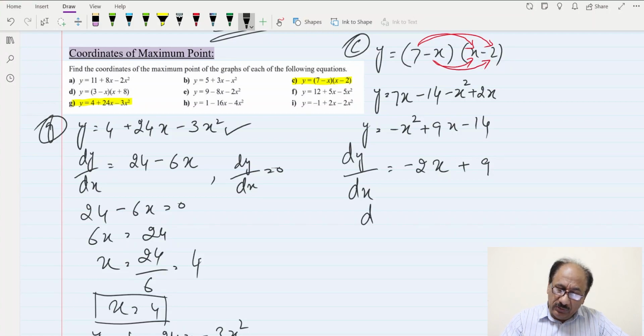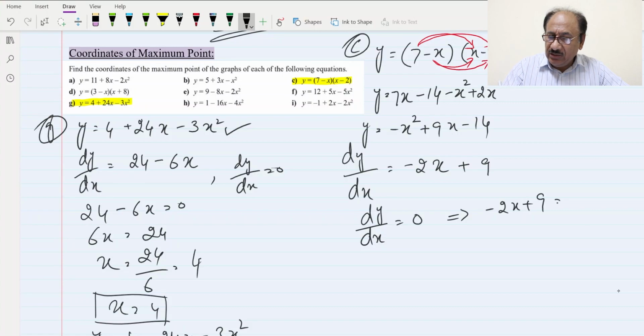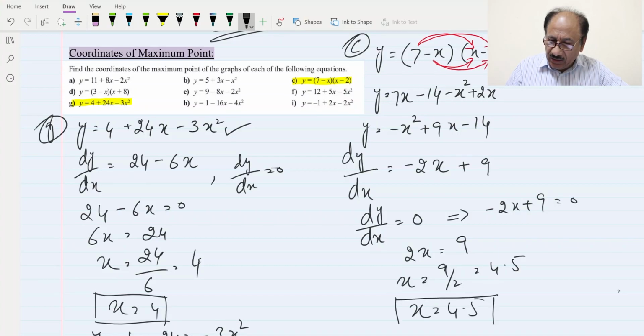So now next step, dy over dx will be set equal to 0, and this implies minus 2x plus 9 is equal to 0, which implies 2x is equal to 9. So x is equal to 9 by 2, which is equal to 4.5. So x value is 4.5. This is our x value.